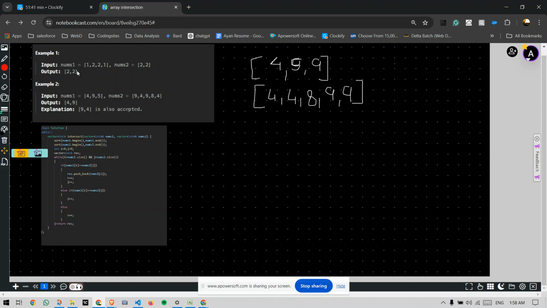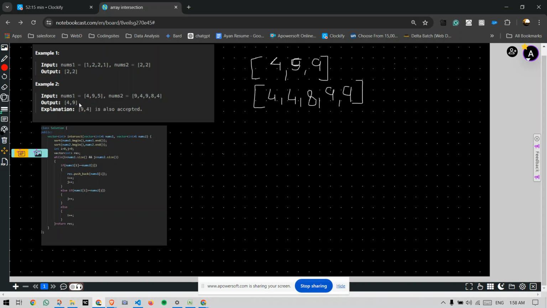Then again we have another array, 4 9 5, and then we have 9 4 9 8 4. Sorry. So what are the common numbers? Clearly 4 and 9 are the common numbers, or you can say 9 and 4 if you are traversing it the other way. We can clearly see that this should be the output. This is what is common in both the arrays. These two elements appear in both the arrays, right?